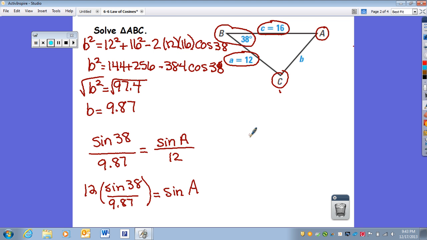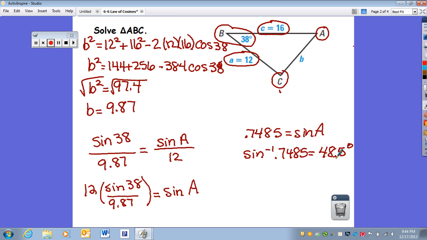So that comes out to be 0.7485 as our sine of angle A, and we will need to use our inverse sine to find our degree measurements for 0.7485, and that equals about 48.5 degrees.